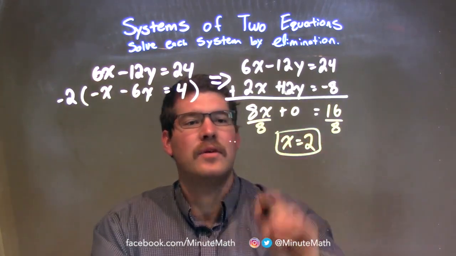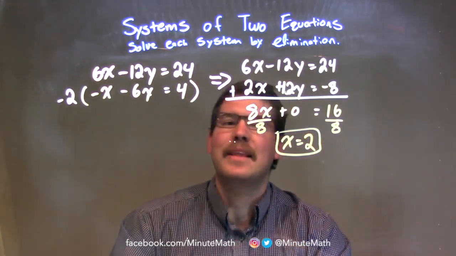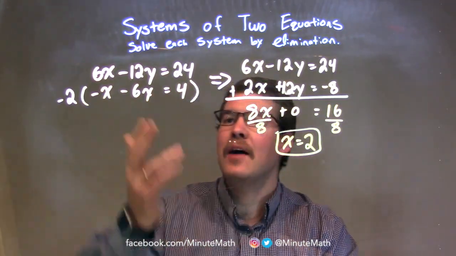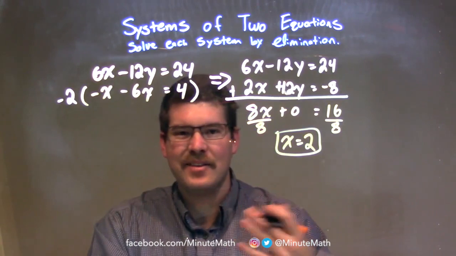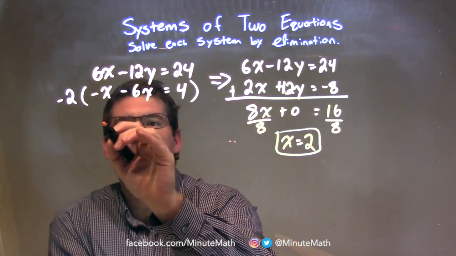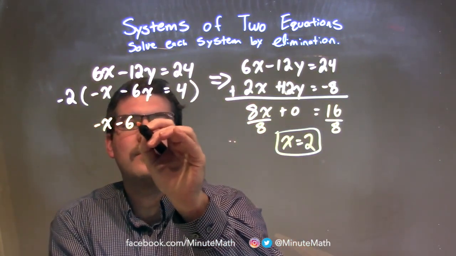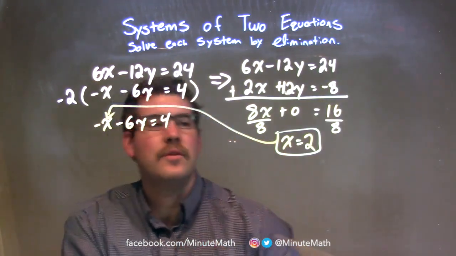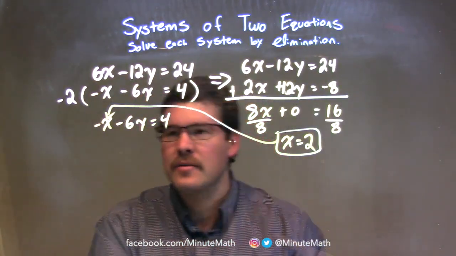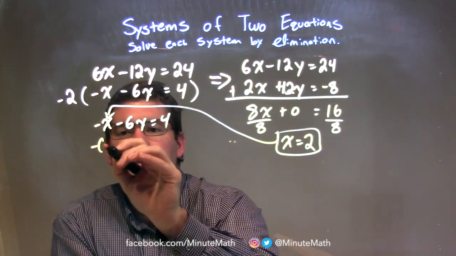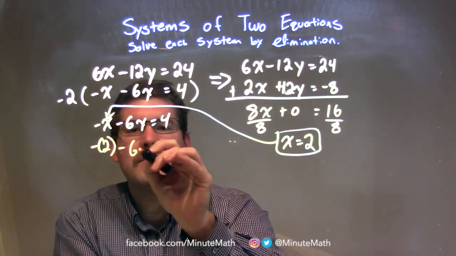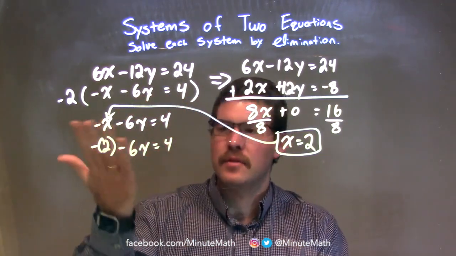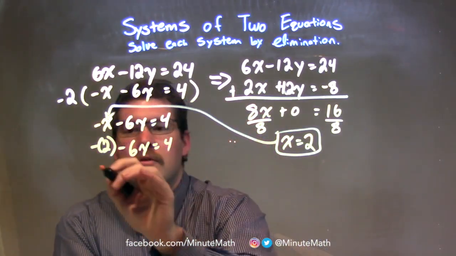So now that we have our x value, we need to plug that back into one of our equations to get our y value. I find the second equation looking a little bit easier, or nicer. So I'm going to take that negative x minus 6y equals 4, and I'm going to plug that x equals 2 in for x. So we have negative 2 minus 6y equals 4. Okay, we can add a 2 to both sides.